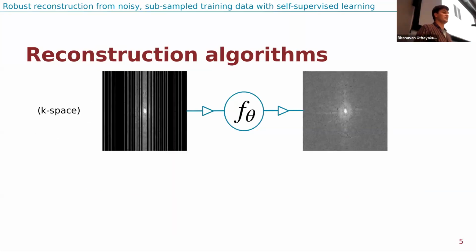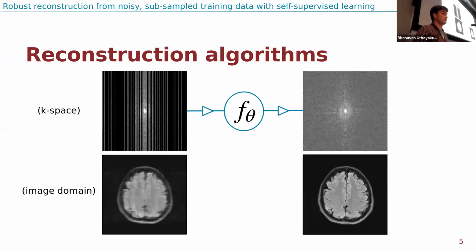So those of us that are interested in reconstruction algorithms, we're trying to develop methods that take a subsampled k-space as an input and pass it through some algorithm, F with parameters theta, to give us some kind of estimate of the fully sampled k-space, as if we'd never subsampled at all. We can also think of this in the image domain. A subsampled k-space will look something like this in the image domain, like an aliased image. And our goal is to construct some kind of algorithm that removes the aliasing so we get a nice, clean, diagnostic quality image.